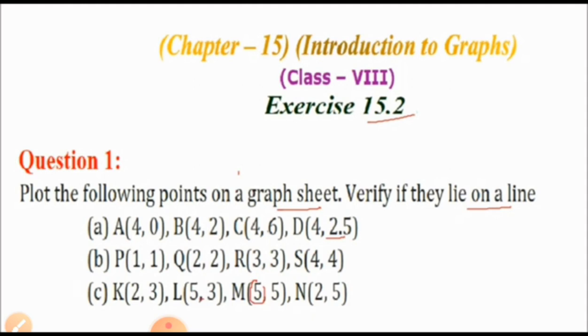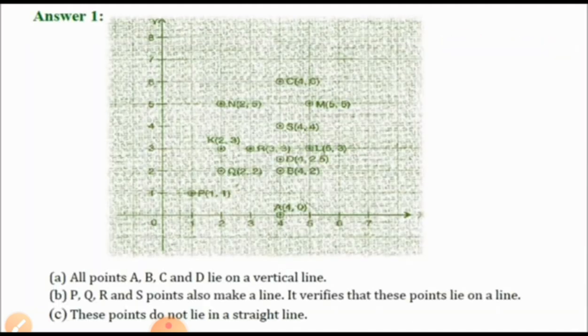P is equal to 1,1, Q 2,2, R 3,3, S 4,4. K, L, M, N. Here 4 points are given according to the number of points. We can plot it here on a graph paper. With one graph paper, we can show all the things here. So first, all points A, B, C, D lie on a vertical straight line. You can see it. P, Q, R, S points also make a line. It verifies that these points lie on a straight line.